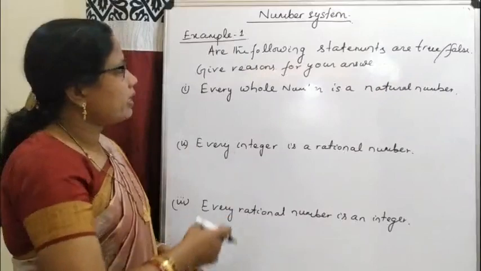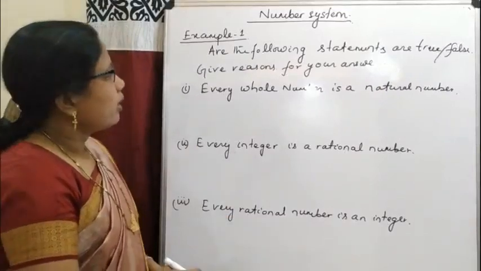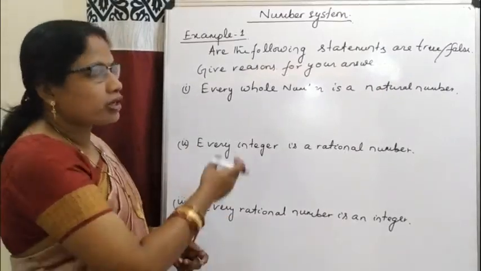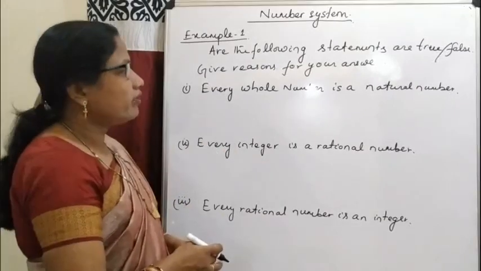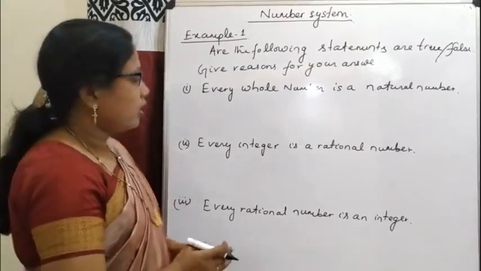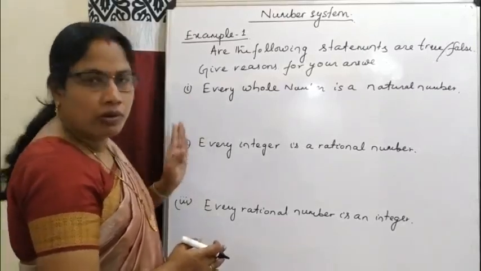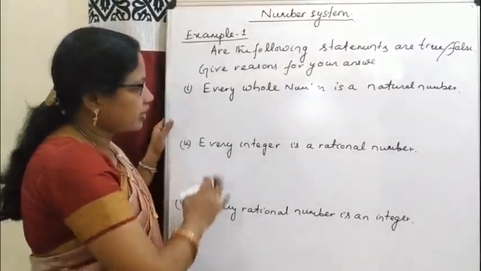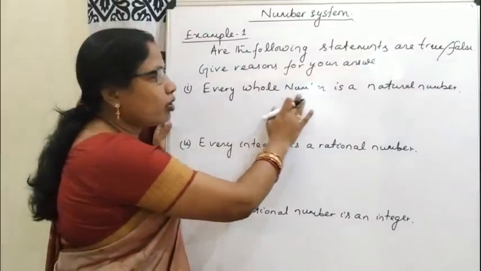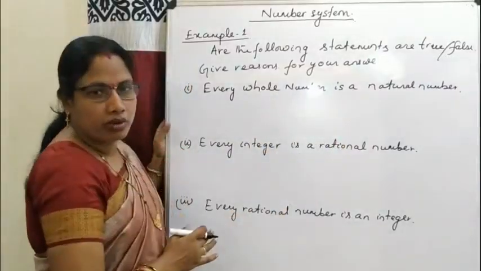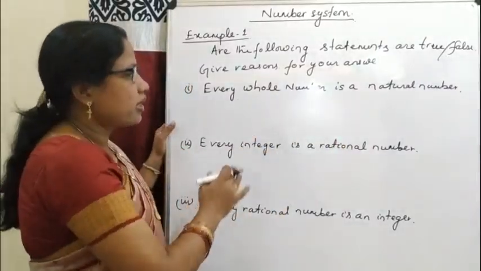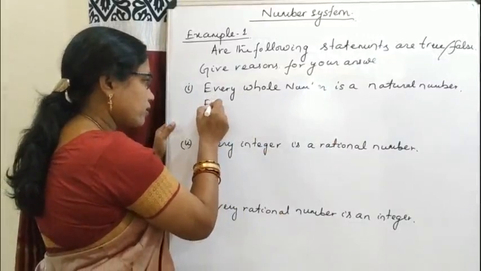Let us solve example 1. Are the following statements true or false? Give reasons for your answer. Here 3 statements are given. We will solve one by one. So first statement is every whole number is a natural number. So this is a false statement.